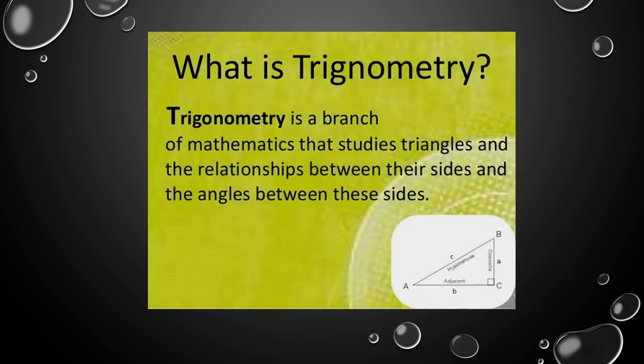What is trigonometry? Trigonometry is a branch of mathematics that studies triangles and the relationship between their sides and the angles between the sides. Here in trigonometry, we are using only right angle triangles. Why? Because the major application of trigonometry is to find the heights and distances of objects. That's why we are using right angle triangles.